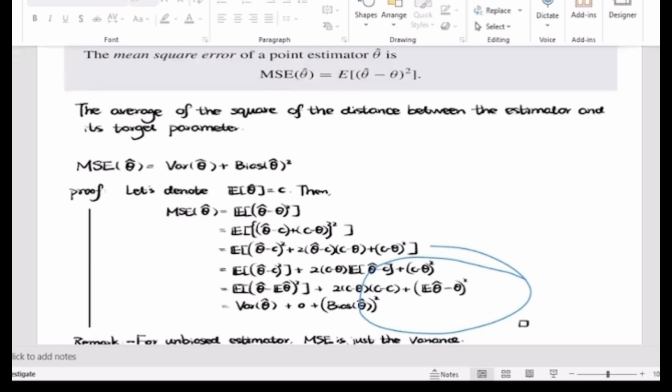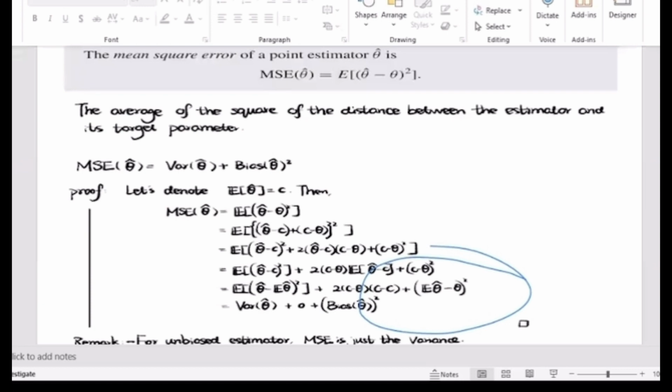The distance, the square, of the distance between an estimator and the true value, that is theta, a parameter. You can see the difference between the two. But let me tell you this. The mean square error is a combination of the variance and the square of bias. And that is what we want to prove right now.